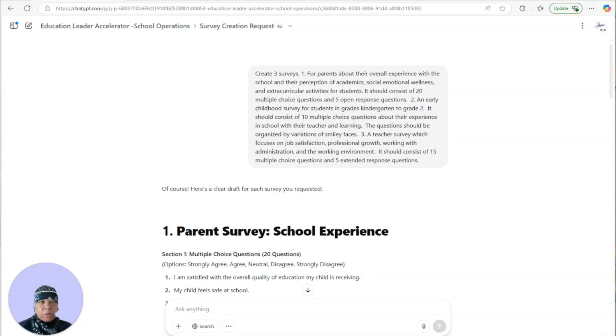Surveys can play a role in part of the evaluation cycle of a school. It can be fairly easy to prompt one of the AI platforms to make survey questions for you. But you have to decide what you want to evaluate, what you want your stakeholders to answer about your school. So again, prompting is going to be everything.